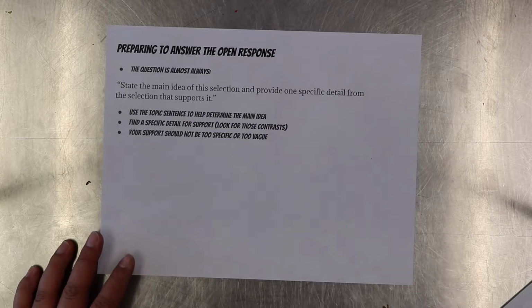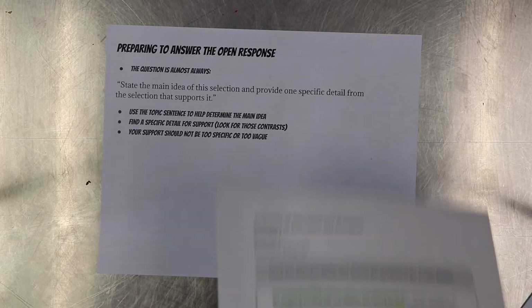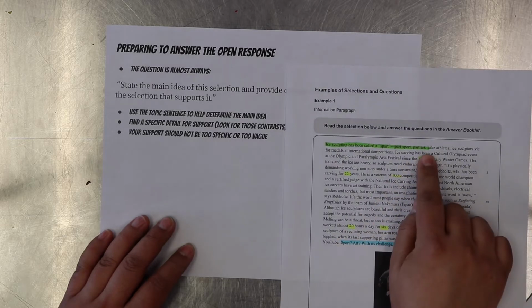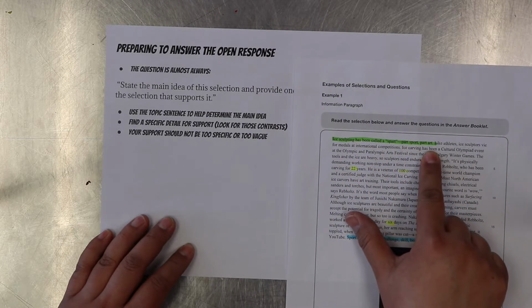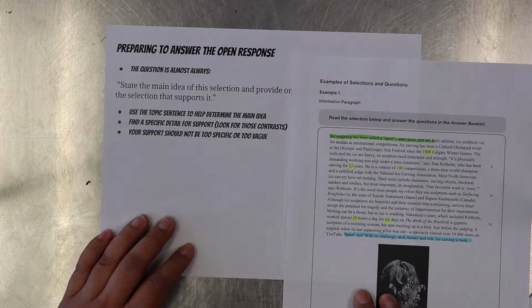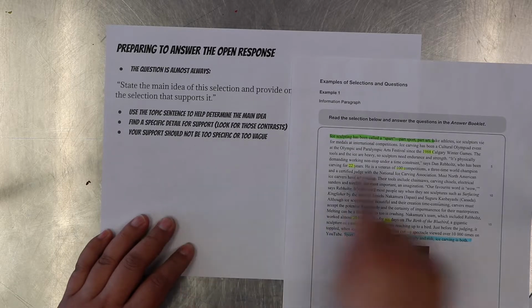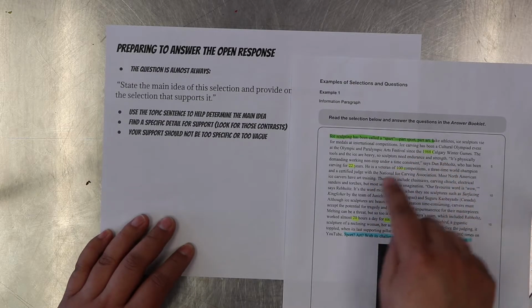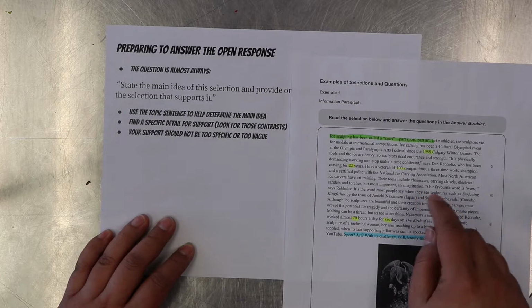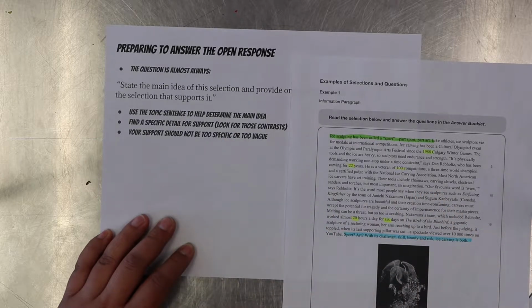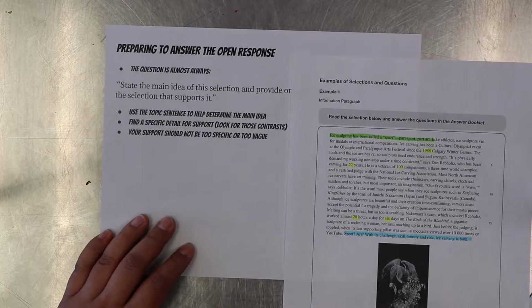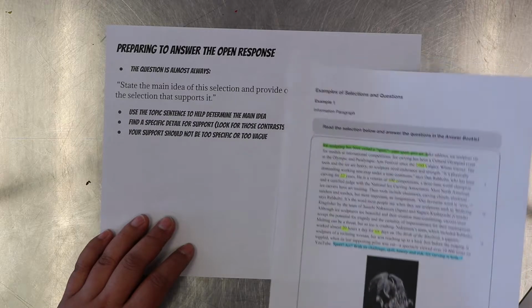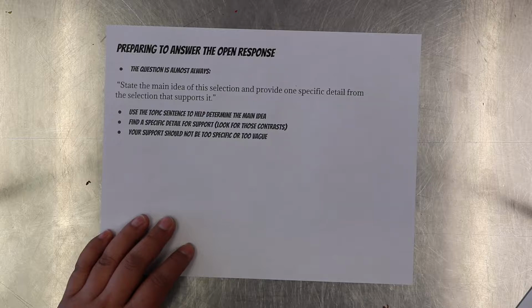In order to answer this question, you want to use the topic sentence to help determine the main idea. Remember, we highlighted it in the first section of this video. You also want to take note of specific details for support. So all of the numbers, the statistics, the interviews, the quotes, those are supports for your answer for the first section. And you want to make sure that whatever support you use is not too specific or too vague, and that it basically helps illustrate what the main topic is.